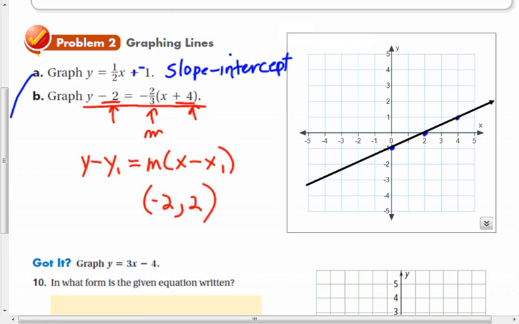Oops, I wrote that down wrong. The x-coordinate is -4. Okay? So -4, 2. So I'm going to find that point on the graph, -4, 2. And that point is right there.